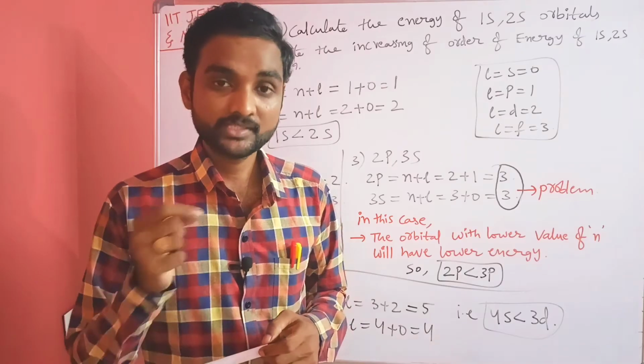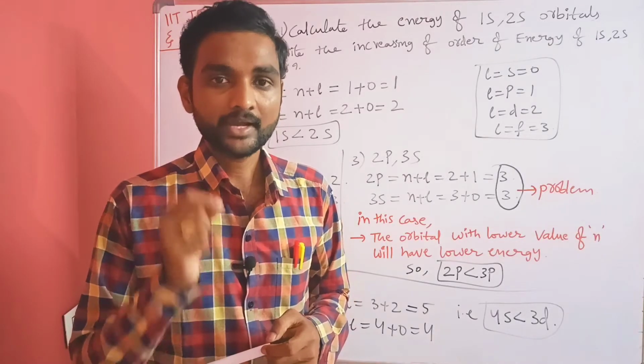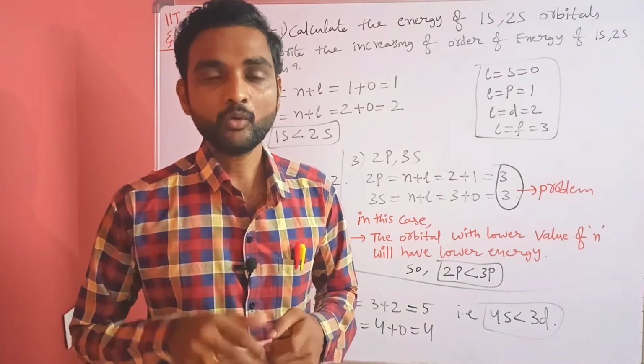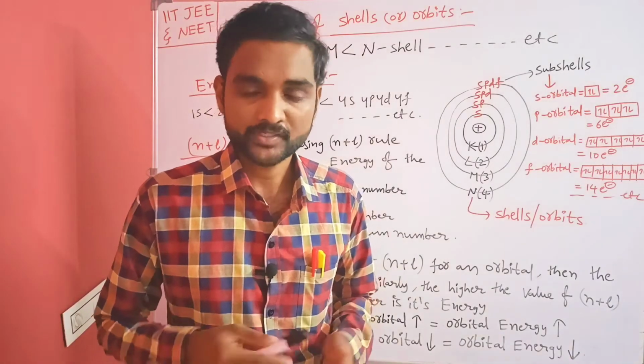Now in the benches, students can sit. These students are nothing but electrons. About electrons, the spin quantum number can explain. This is the clear-cut clarity regarding quantum numbers. Have you understood? This is simply about quantum numbers.